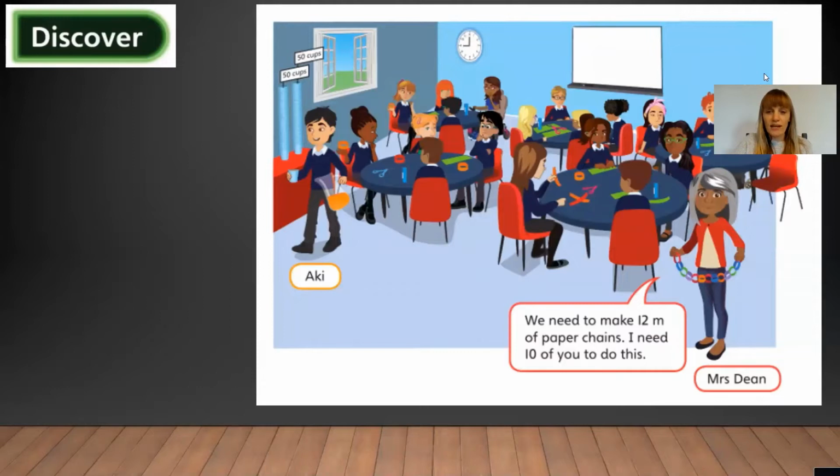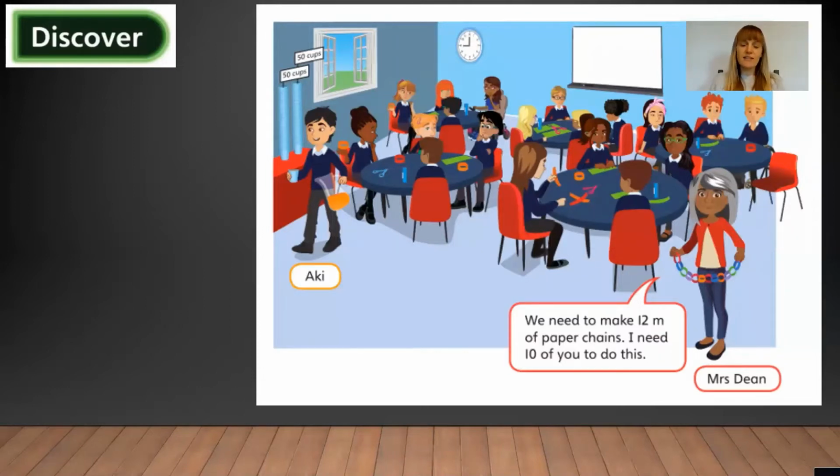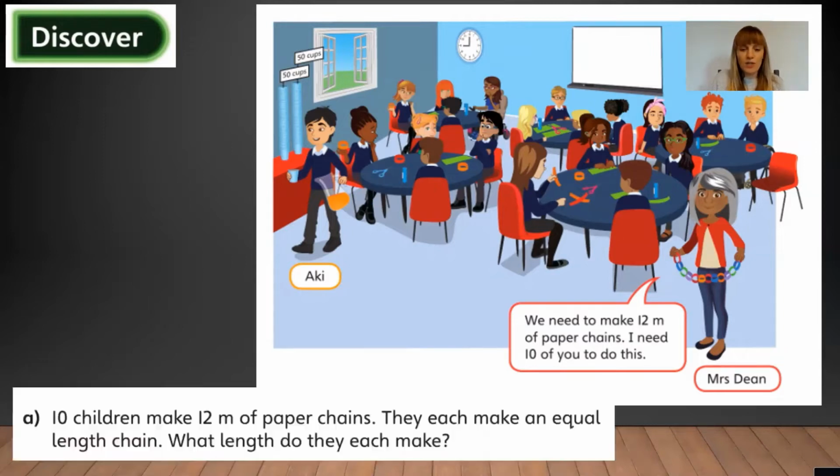We have got a classroom here and Mrs. Dean is in charge of making some paper chains. Now she wants to make 12 meters of paper chains and she wants 10 children to help to do this. Now, first question then is, if they're making 12 meters of paper chains and they all make an equal length, what length does each child make?